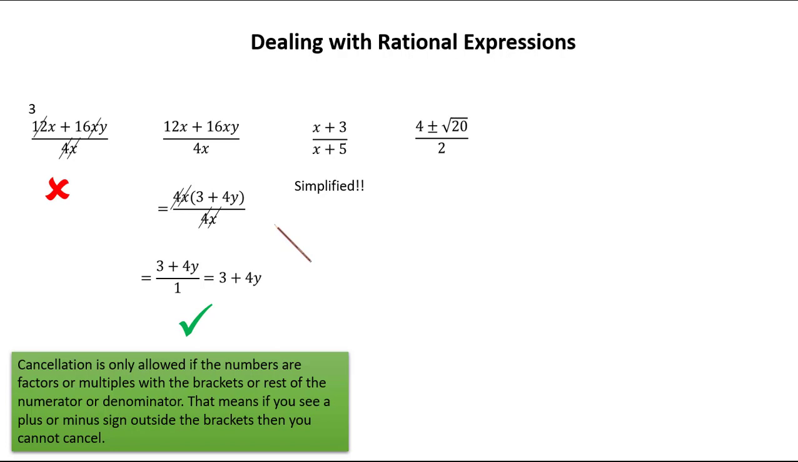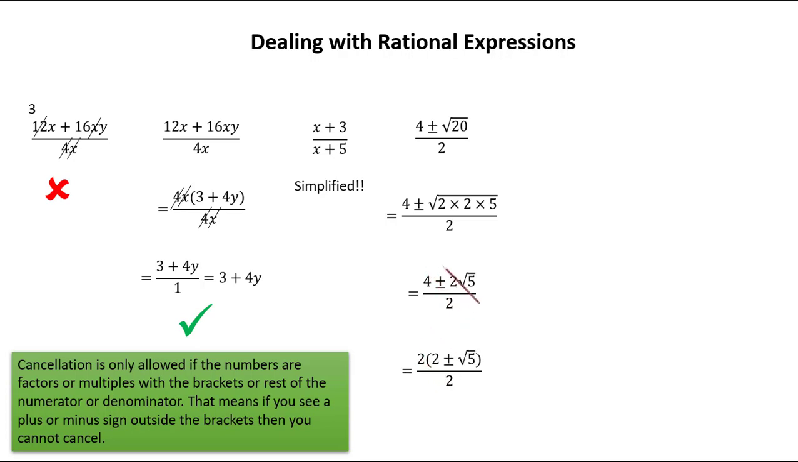So what about this? In quadratic equations, when you simplify by the formula method, you may end up somewhere over here: 4 plus or minus square root of 20 the whole upon 2. Can we cancel this 2 1s and 2 2s? Definitely not. We can actually factorize the 20 to get 2 multiplied by 2 multiplied by 5, and then we can take a 2 outside the square root sign. Out of every 2 2's, 1 2 can come out. Then can we cancel this 2? No, because there is a plus or minus sign outside the bracket. We simply cannot cancel. Remember this rule.